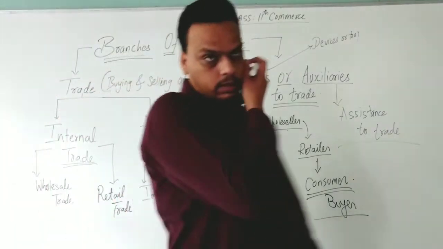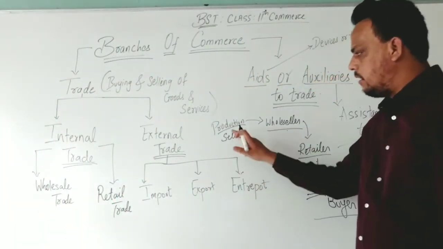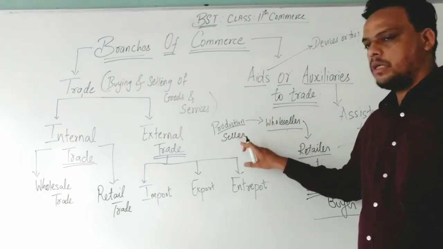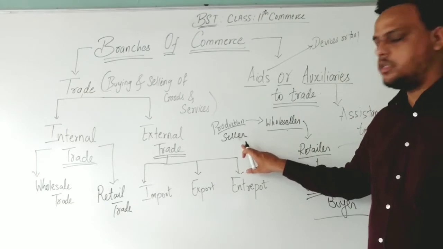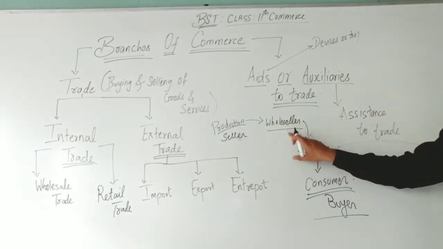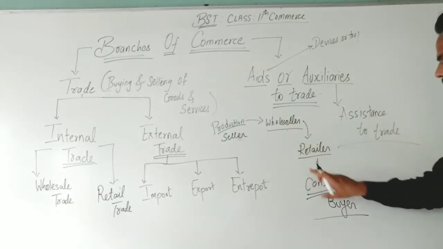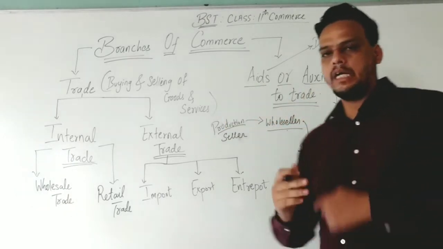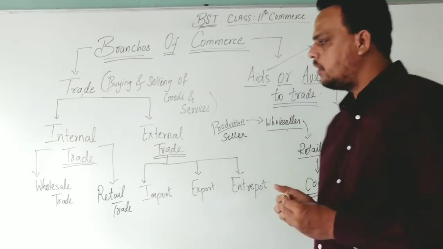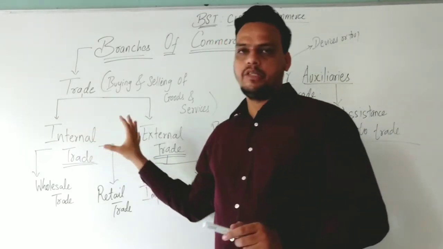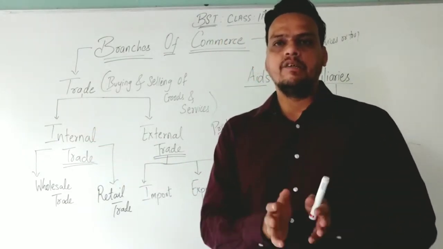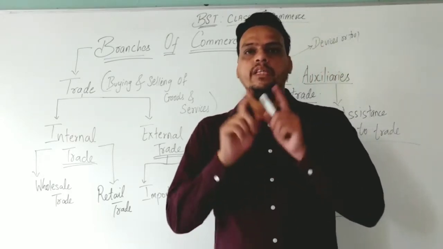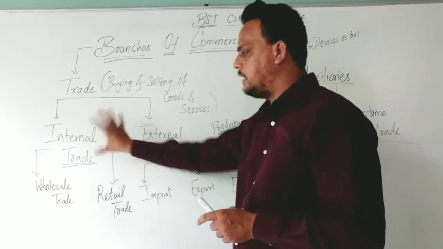So, I hope you have understood what the production team or the producer does. Producer makes the product as final goods. They sell it to the wholesaler. Wholesaler sells to the retailer. Retailer sells to the final customer. It is a process or a cycle of business trade. So what is internal trade? Internal trade means the trade which occurs within the country. It is considered as internal trade.